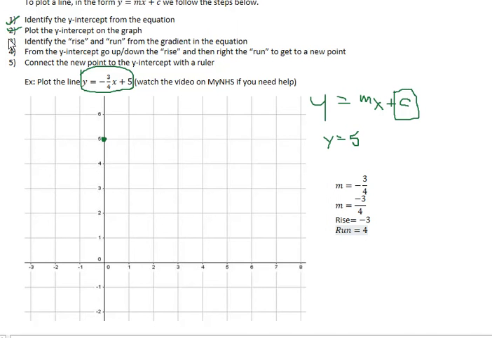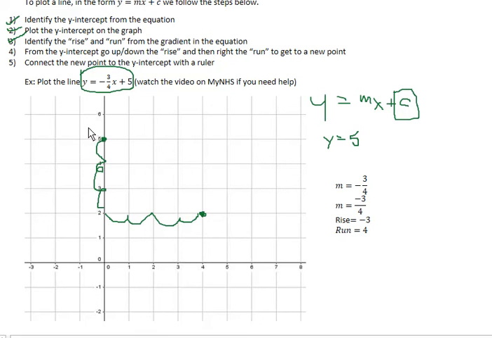So now let's put that on our picture. I've identified the rise and the run. From the y-intercept, put your pencil right on the y-intercept, and go up or down the rise. In this case, our rise is -3, so I'm going to go 1, 2, 3 spaces down. And my run is 4, so I'm going to go 1, 2, 3, 4 spaces over. Once I get there, I'm going to put a big dot there. That's my new point. If you've got 2 points, we can draw a line through that.